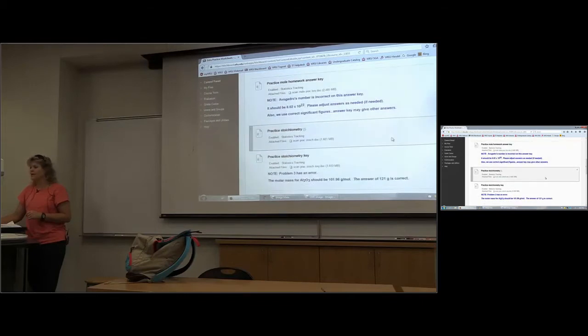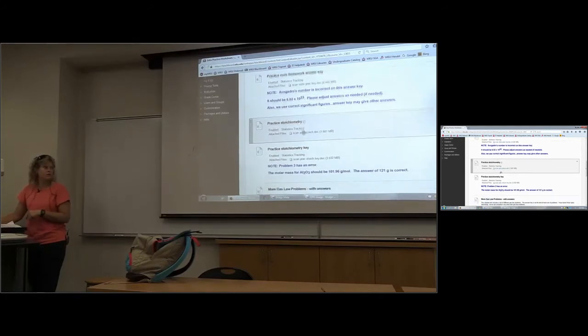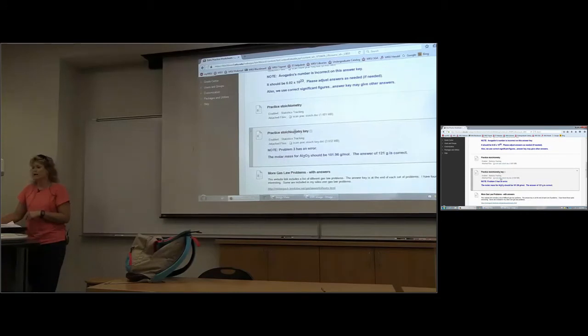While I'm here, I want to point out the stoichiometry, which is what we're going to start on next. There is also a practice stoichiometry homework and an answer key. Again, there is a small problem. Here it tells you about it, so just make note of that when you print it out. Just fix that little spot that you're going to see on that question, which is problem 3.